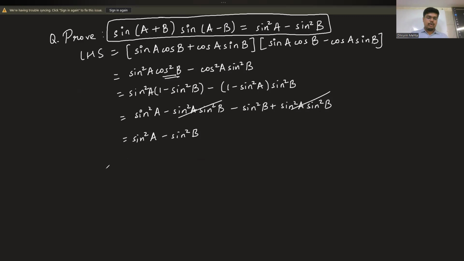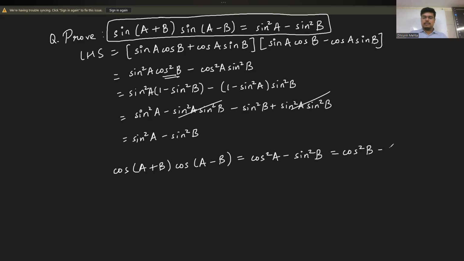And along with this, I want you to add another formula, which is similar to that. And that is cos of A plus B into cos of A minus B. This will be cos square A minus sin square B, which can also be written as cos square B minus sin square A. तो ये भी हम ऐड कर लेंगे उस फॉर्मूला लिस्ट में.